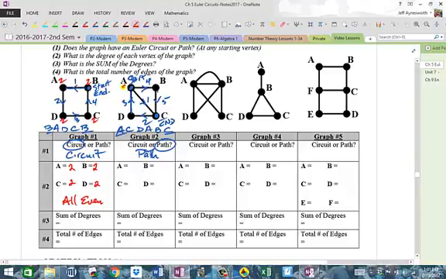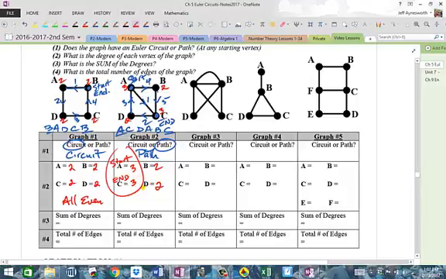So the degree of A is 3, B is 2, C is 3. That's another odd number, and then D is 2. So A is 3, B is 2, C is 3, and D is 2. Notice here that we started at A. We ended at C, and notice that we ended at the odds. Take a look at that. We use the odd vertices for the start and end.